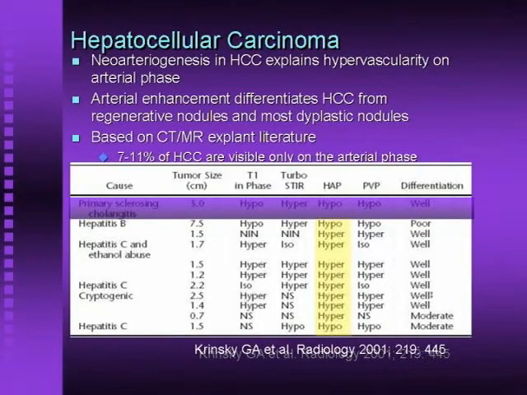So this neoarteriogenesis in the hepatomas explains the hypervascularity that we see on the arterial phase for these cases. And that's what differentiates the hepatomas from regenerative nodules and from most dysplastic nodules. And in fact, if you look at the CT and the MR explant literature, about 10%, 7 to 11% of hepatomas are visible only on the arterial phase, and that is really because of this hypervascularity or the neoangiogenesis. So if we look back again at Glenn Krinsky's paper, looking at the arterial phase of enhancement for these same series of tumors, almost all of them are hypervascular on the arterial phase.